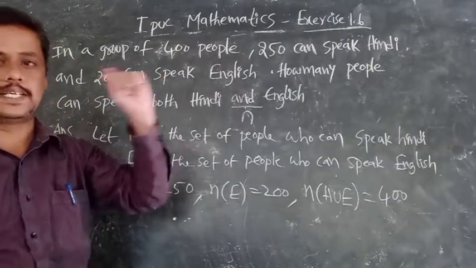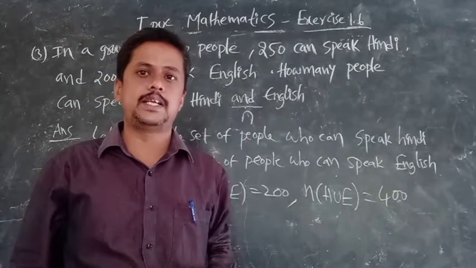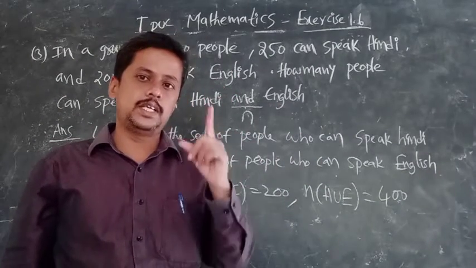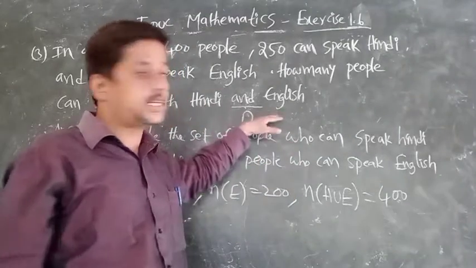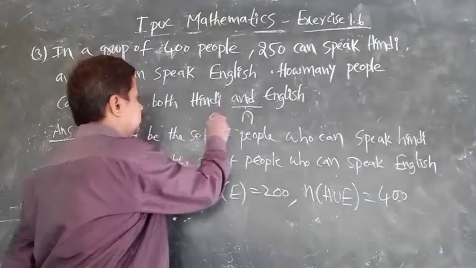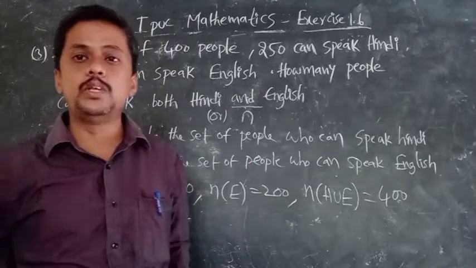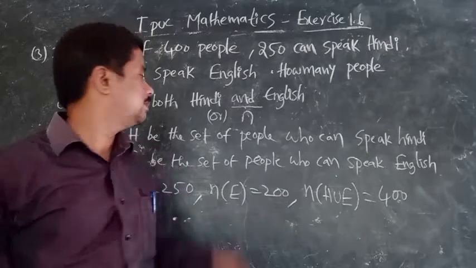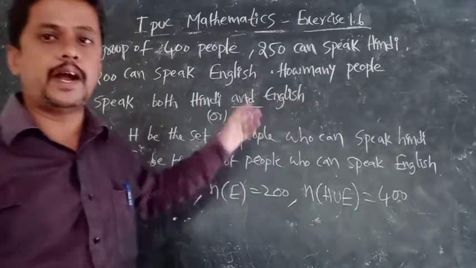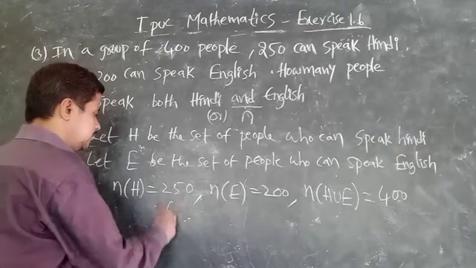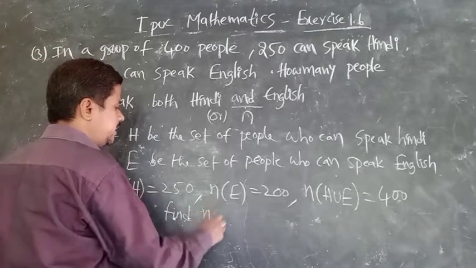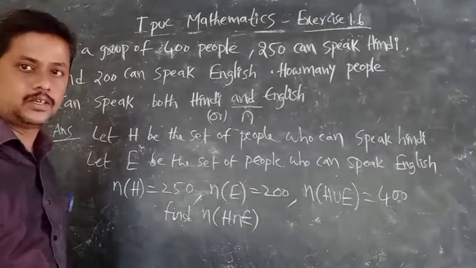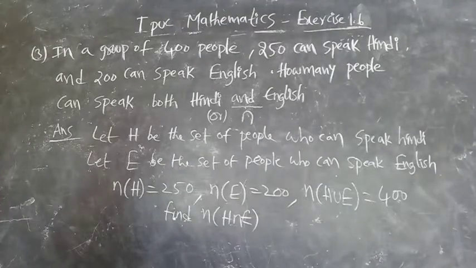So this is our logic. One shortcut trick: if 'and' comes, indirectly we have to understand that it is intersection. 'Or' means union. So since 'and' is there, we have to find the intersection part. So find N of H intersection E. Next we will move to the solution.